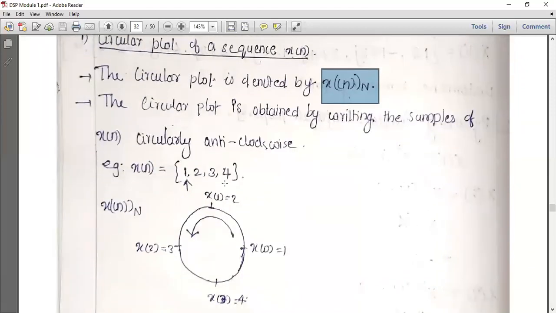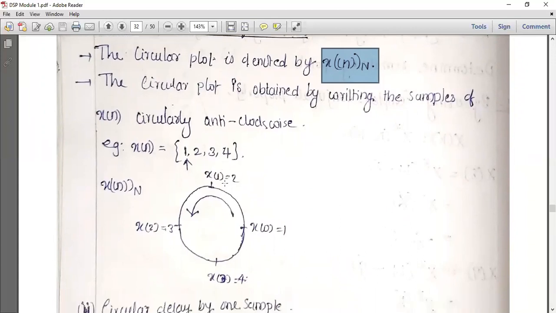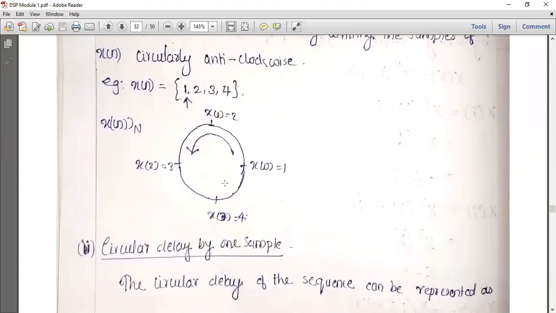Is it clear? That is, in a circular plot, the x of n is represented in an anti-clockwise direction. Okay. Now the next point is circular delay by one sample. Then we have to discuss the delay. Circular delay, then circular advance.